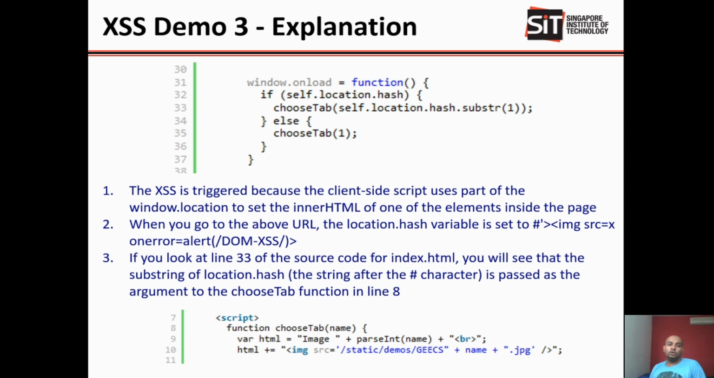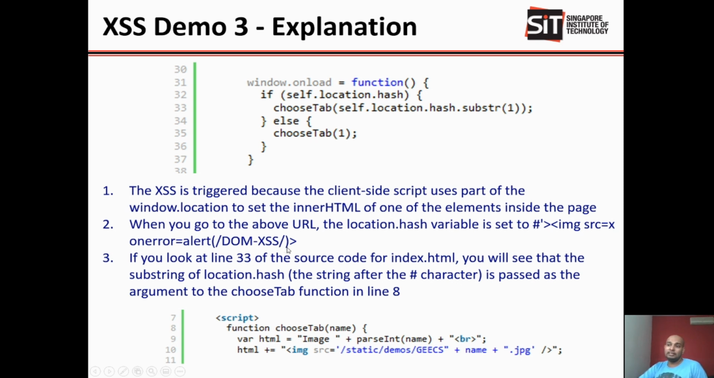When you go to the above URL, the location.hash variable is set to this particular string. If the location.hash variable is set to 1, it will show image number 1. If it is set to 2, it will show image number 2, etc. But over here it is set to this particular string.